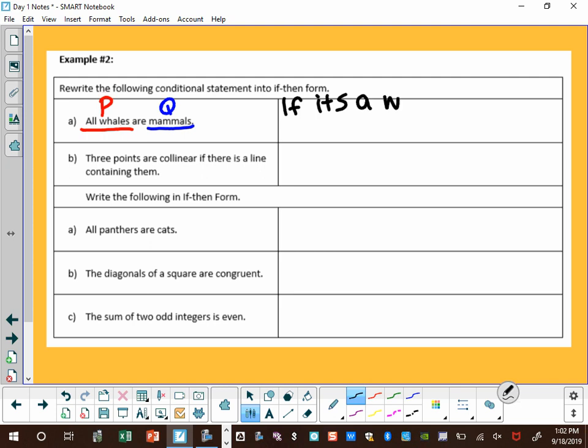If it's a whale, whatever they say to make it into if-then form, you need those 2 words, if and then.